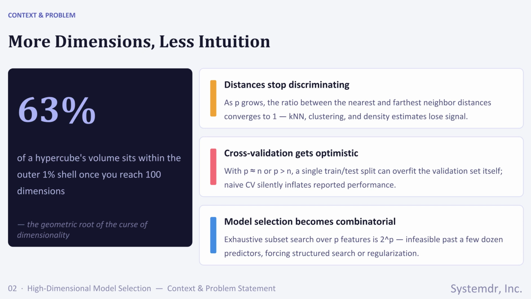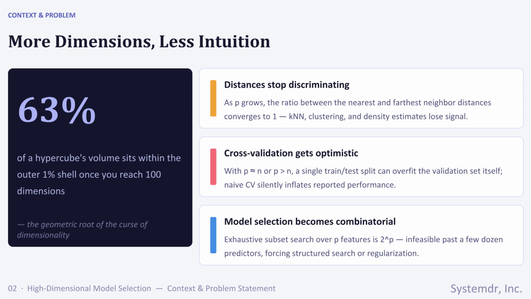for anyone building models. First, distances stop discriminating. As the number of features grows, the ratio between your nearest neighbor's distance and your farthest neighbor's distance converges toward 1. K-nearest neighbors, clustering, and density estimation all quietly lose their signal. Second, cross-validation gets optimistic. When your feature count approaches or exceeds your sample count, a single train test split can overfit the validation set itself. Naive cross-validation doesn't fail loudly. It just silently inflates your reported performance.